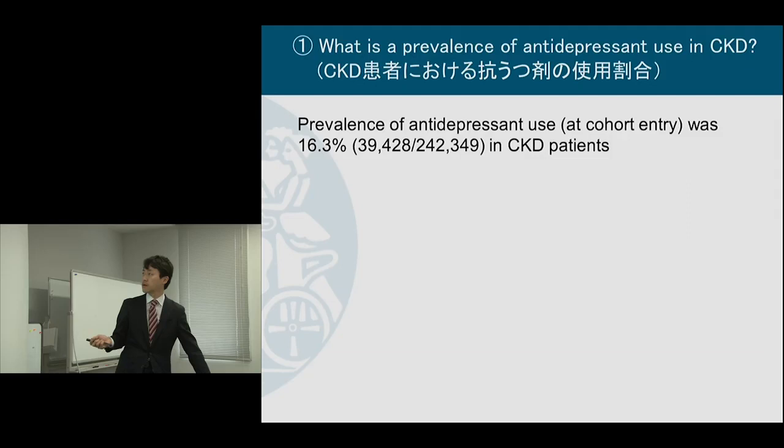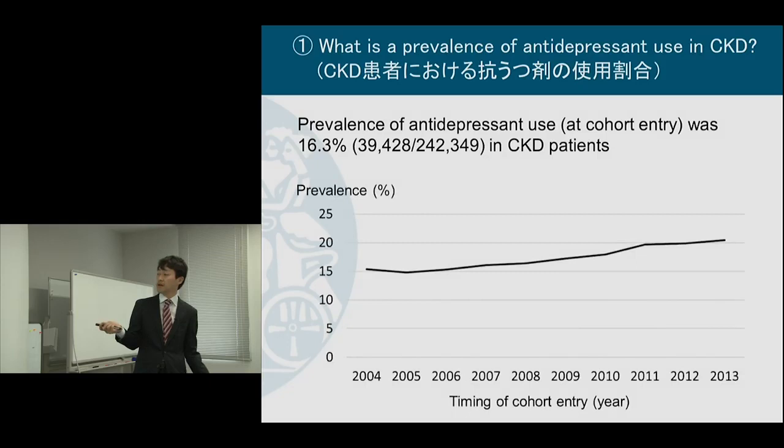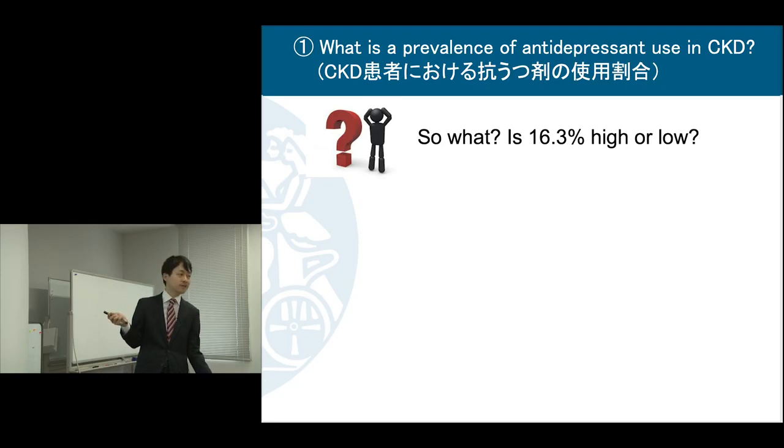And as such, I estimated a prevalence of antidepressant use to be 16.3% in CKD patients. And if stratified by cohort entry timing, I found that this was gradually increasing. So in 2013, 20%, meaning that among patients with CKD, 1 in 5 patients are on antidepressants at one timing. So I felt like to say this is high, but the matter is I couldn't discuss whether this number is high or low because there is no comparison.